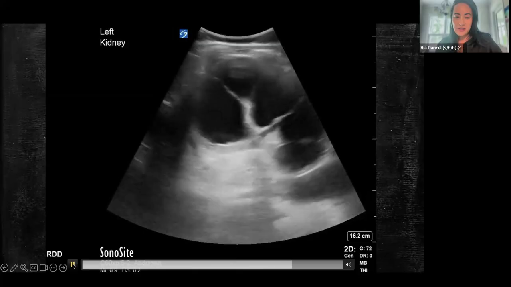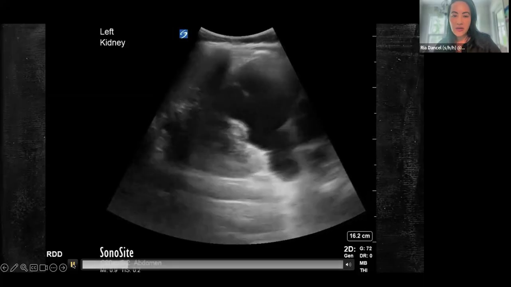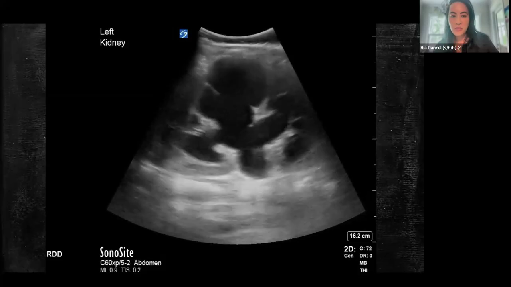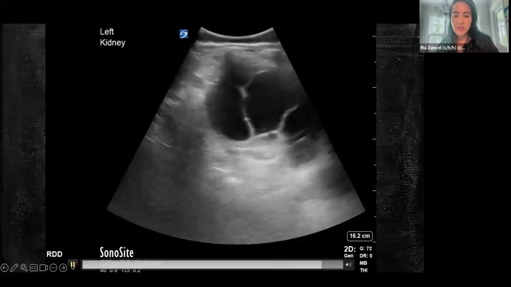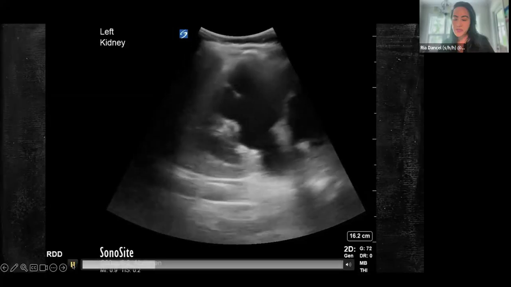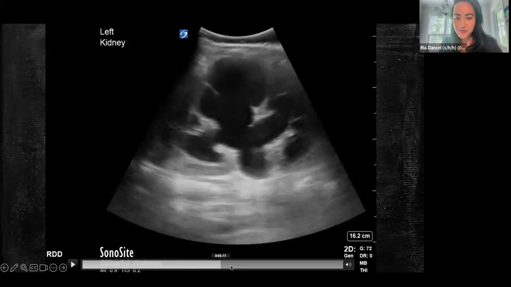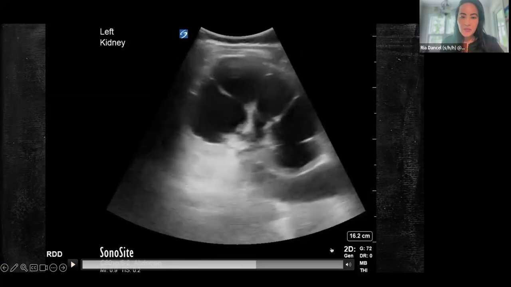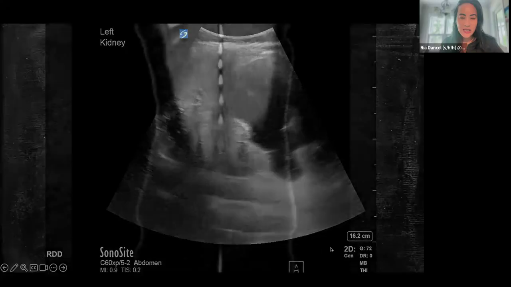Yeah, that's like a double yikes. I don't even know that there's any normal parenchyma left behind in this kidney. If one of them was severe, this one is super severe. So I think the next thing I have is the CT scan.